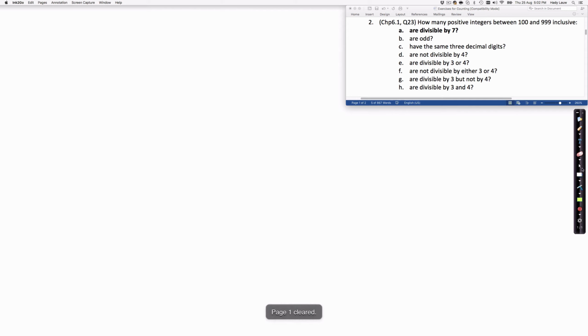Alright, so now we look at 2b. In the case of 2b, we are looking at how many of them are odd. We know that every odd number is followed by an even number, and then followed by another odd number and an even number. So if we look at the numbers we're dealing with, we start from 100, which is even. The next number, 101, is odd. The next number, 102, is even again, and then odd again. So we have even, odd, even, odd, even, odd, and so on.